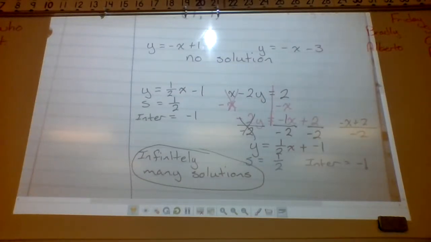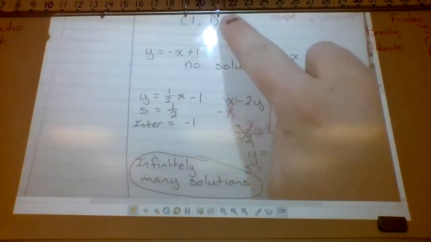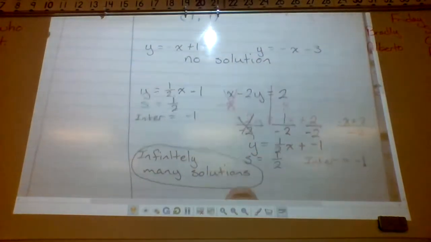Every solution that solves one solves the other. So our first example, there's only one solution that will solve both of them. Our second example, nothing will solve both of them. Our third example, if it solves one, it solves the other. So back to our essential question. What are the three ways that two lines can be related? One solution, no solution, infinitely many solutions.